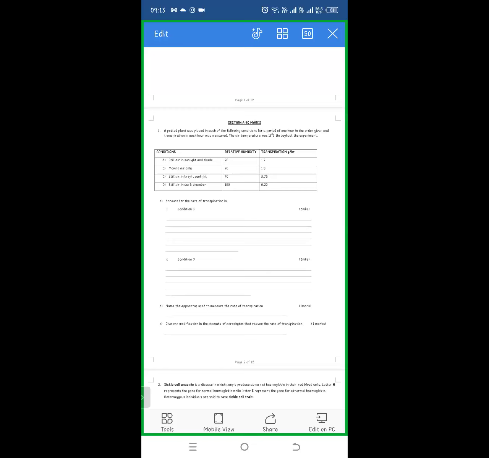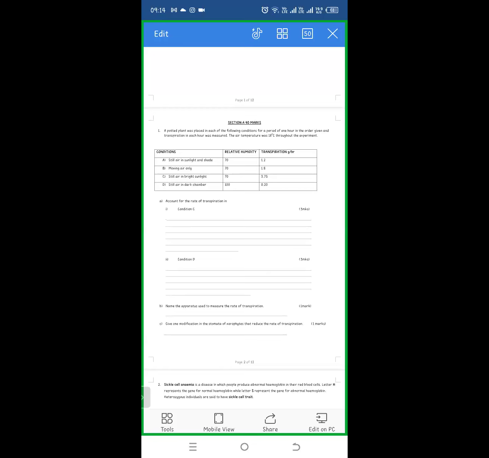Then in setup B, we have moving air only, and that is purely wind that is moving. So it means it is wind of relatively high intensity. Then in setup C, we talk about still air and bright sunlight. So there is wind that is still, and of course there is bright sunlight. So there is wind and sunlight intensity in that setup. And in setup D, we talk about still air. So there is no moving wind, and of course it is in a dark chamber, so there is no light.